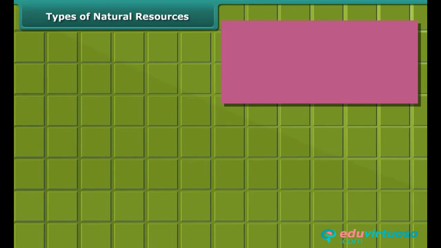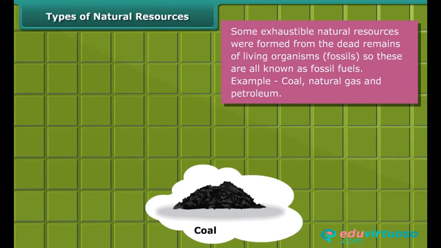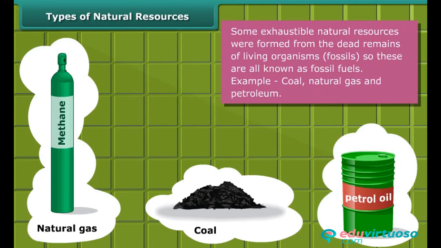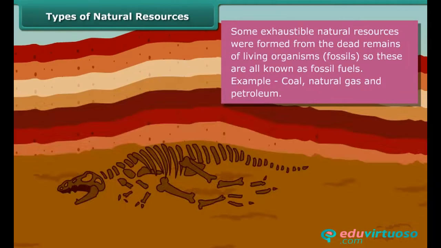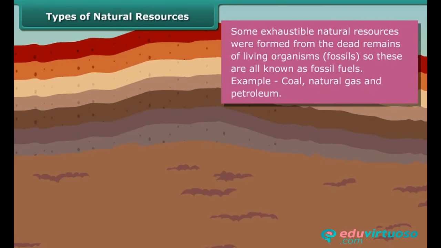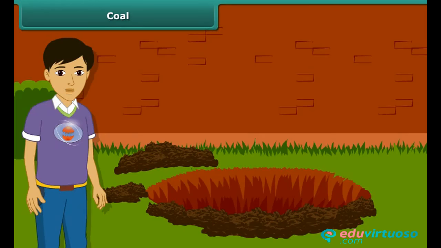Do you know that some exhaustible resources like coal, natural gas, and petroleum were formed from the dead remains of living organisms called fossils, and hence these are also known as fossil fuels? Hey, now let us know about these fossil fuels in detail. Let us start with coal.